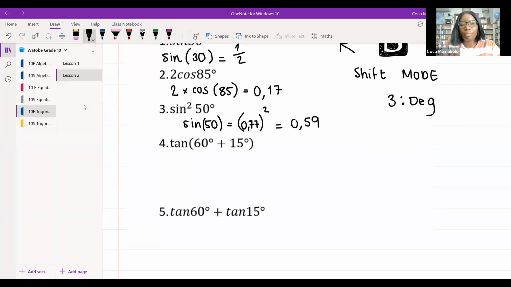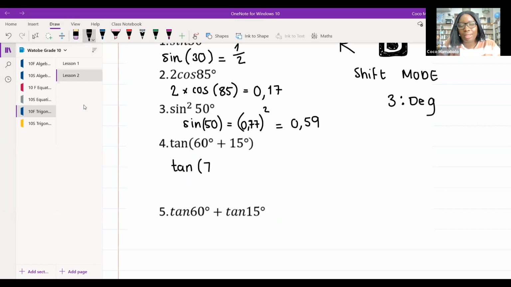Yes, ma'am. All right, what are we going to get for tan of 60 plus tan of 15? So first I get 2 plus the square root of 3. Okay, give me that answer.